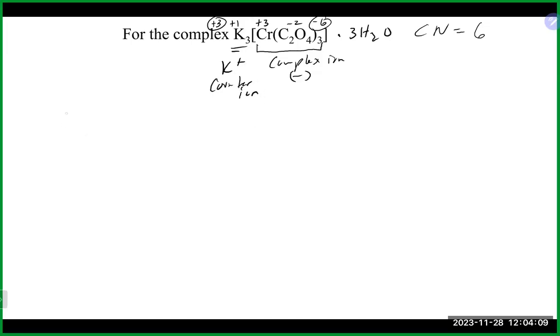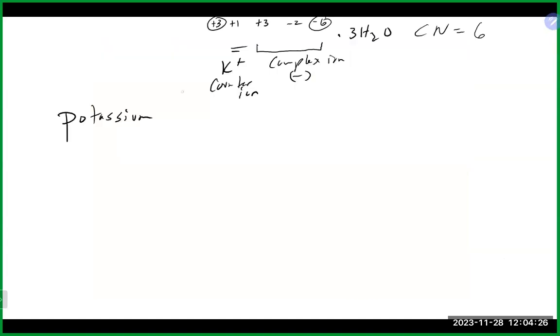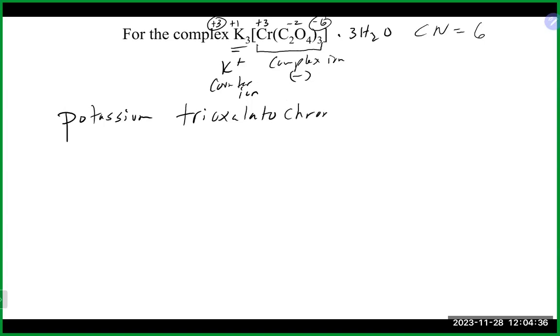So in this case, we once again will just use the whole name of our counter ion, which is potassium. We then would have 3 oxalates, right? And again, our oxalate has the oxalato type of name there. So we're going to go with trioxalato. And now we will go with chromate, ATE, as that guy is negative.